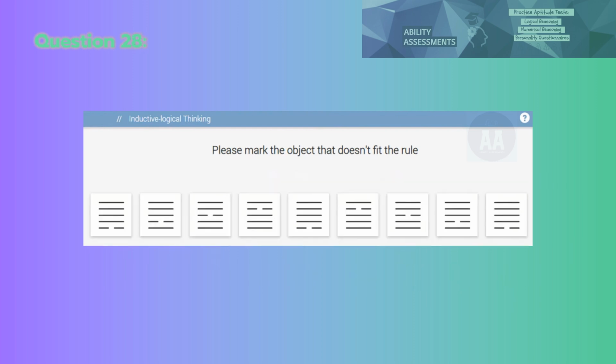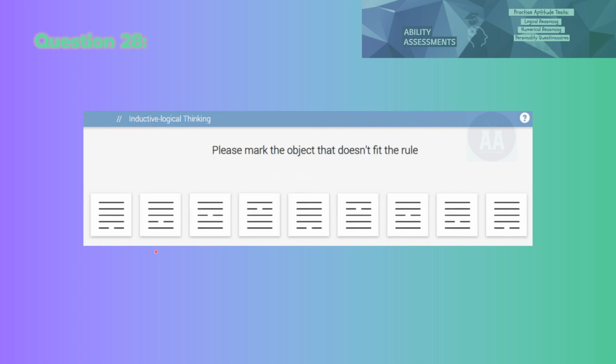So for question 28, we've already done an example like this earlier on in this video, but let's just go through this one anyway to see if it's going to give us a similar kind of answer. And what you can see, in all of the objects you have 5 lines, and one of those lines is broken or has a gap. Let's see what happens with that line as we move from one object to another.